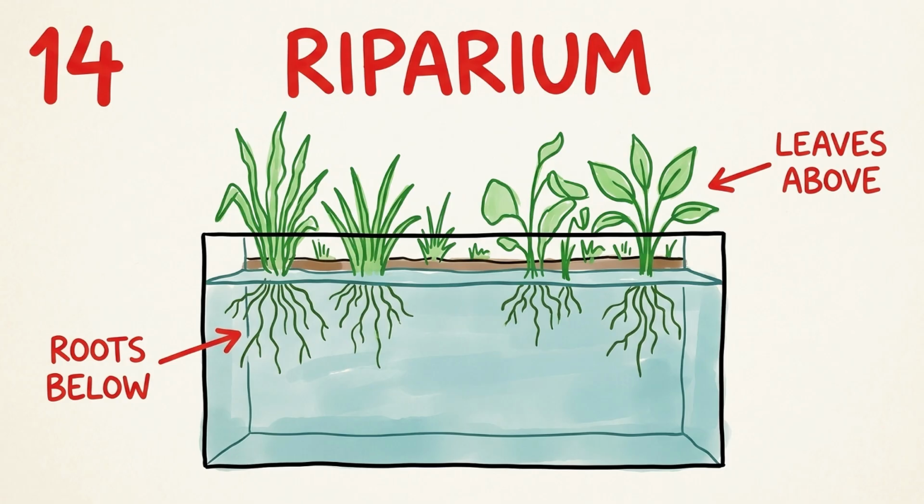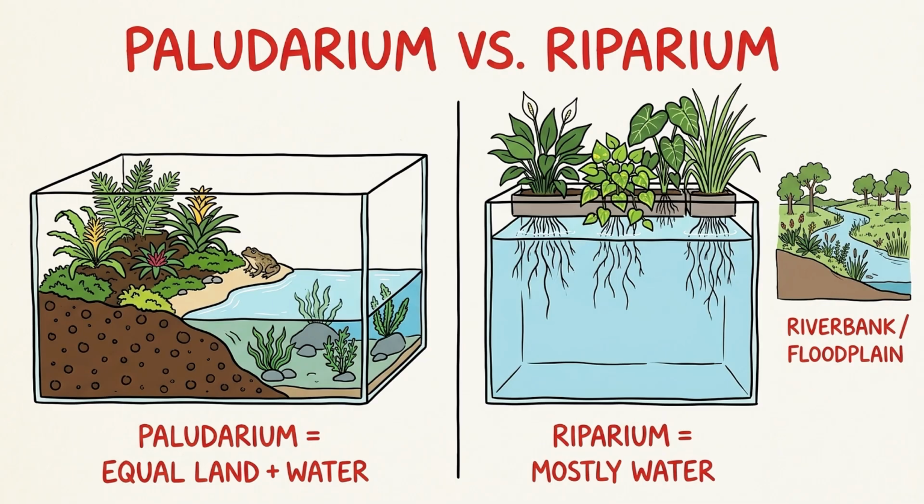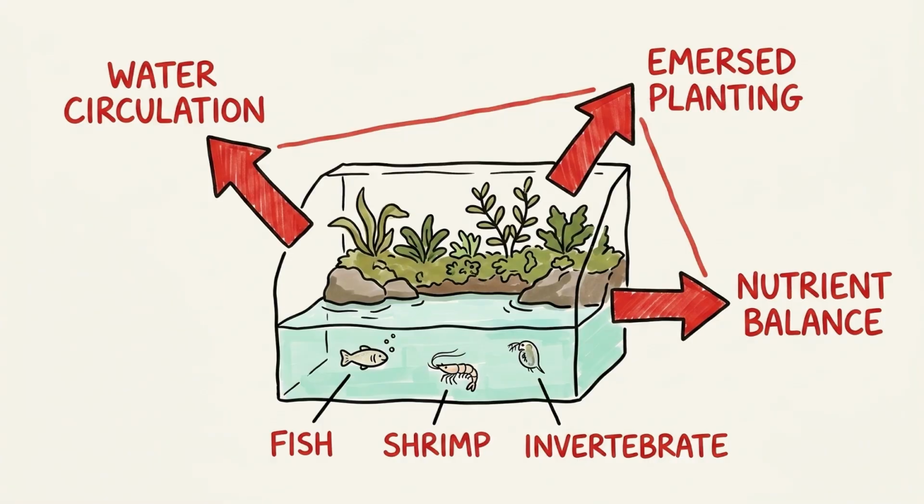14. Riparium. A riparium is a primarily water-based enclosure with a narrow shoreline strip where immersed plants grow, roots below the waterline, leaves rising above it. Unlike a paludarium, a riparium focuses almost entirely on aquatic life, while still allowing shoreline plants to grow naturally above the water surface, replicating a riverbank or floodplain edge. Small fish, shrimp, and semi-aquatic invertebrates are the most common inhabitants. Water circulation, immersed planting, and nutrient balance all interact and must be managed together.